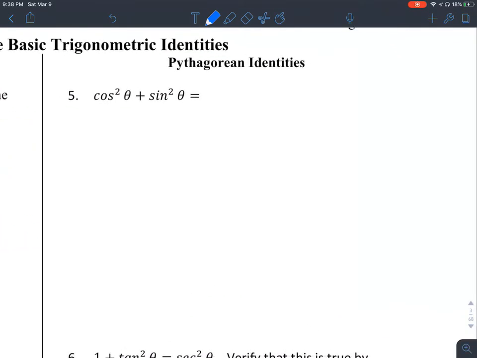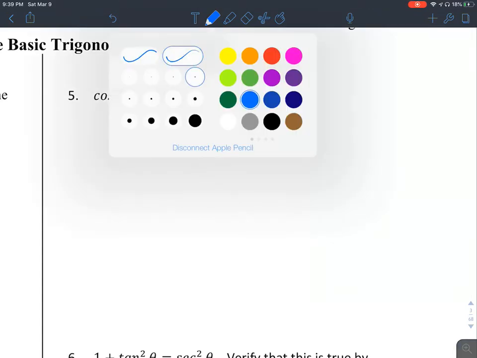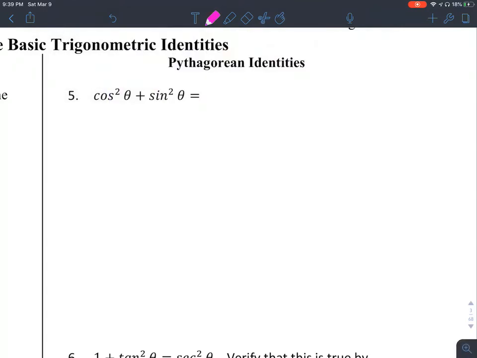This next one is a Pythagorean identity. There are 3 of these. It says cosine squared of theta plus sine squared of theta equals something. Well, what does it equal? Well, I'm going to tell you, and that's going to make this an identity. Let's travel to the unit circle, shall we? Doesn't matter what quadrant we're in, we'll just make it quadrant 1 to be simple.